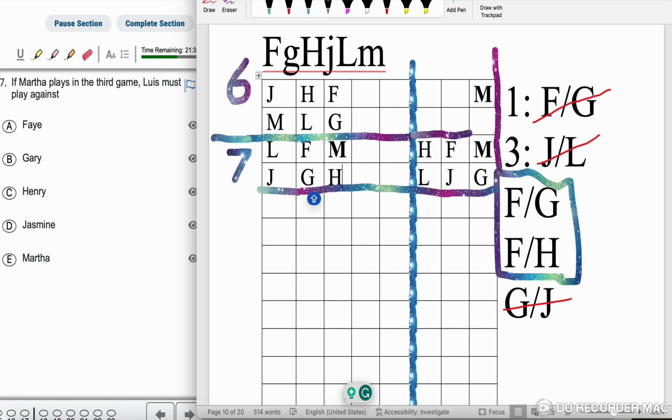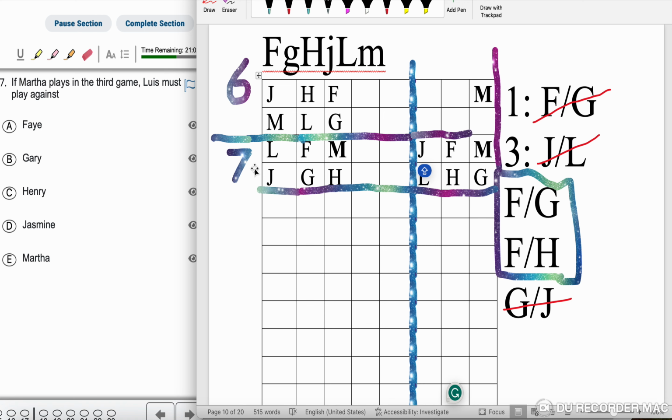So right now I have these two worlds that I created that meet the conditions. 1, F and G are not in the first game. 3, J and L are not in the last game. Last condition, G is not allowed to play against J. And I have this rule here, either F against G or F against H. I'm going to put this F against H, putting J in here. And now we have two worlds that are properly ready to engage this question 7.